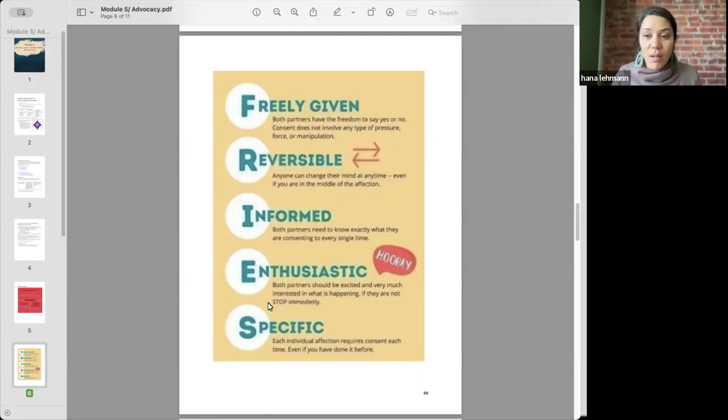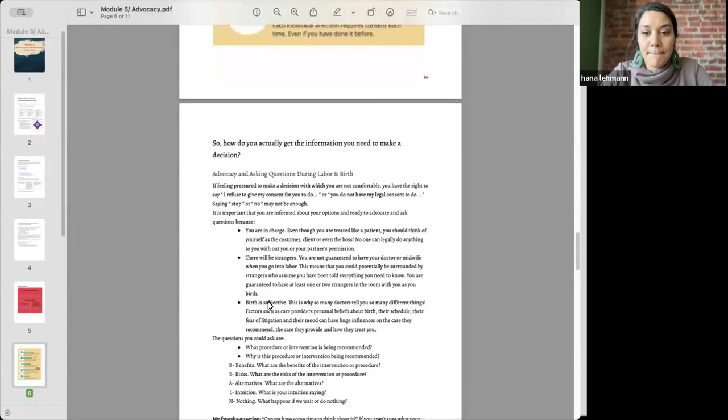So this is all very, very important. Obviously, this chart is given for another purpose, but hopefully with me translating what it looks like in the birth room, you'll see how it very much applies to the birth room as well, right?